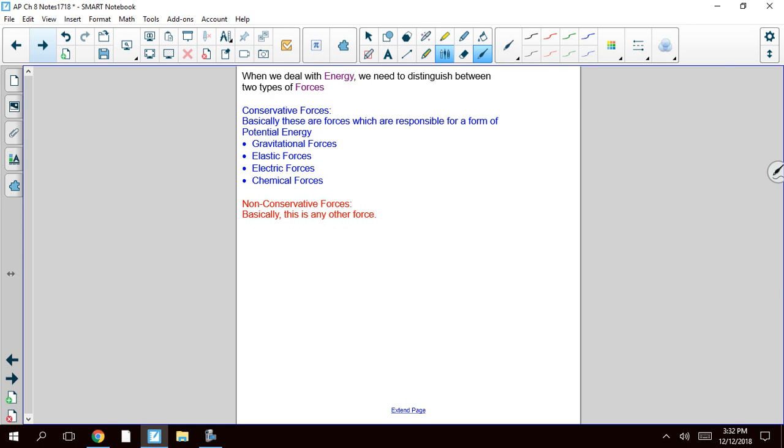So remember, when you deal with energy, there are two types of forces, conservative forces and non-conservative forces. Remember, conservative forces are gravity, elastic, spring or something, electrical forces, chemical forces. These are all forces that are responsible for a form of potential energy. Okay, and non-conservative forces is basically anything else.